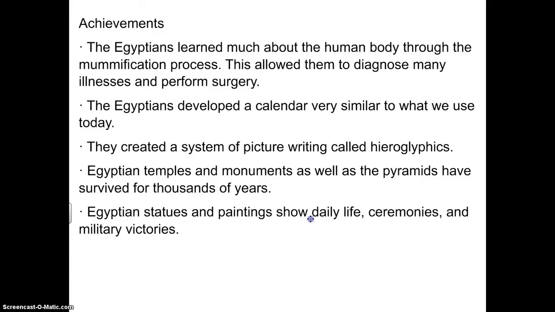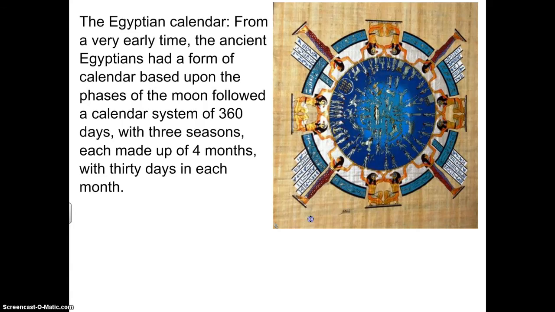The Egyptians developed a calendar very similar to ours. They used a system of picture writing called hieroglyphics. Egyptian temples and monuments, as well as the pyramids, have survived for thousands of years. Some of these pyramids are 4,000 or 5,000 years old. Egyptian statues and paintings show daily life, ceremonies, and their military victories. Often these are on great murals inside some of the graves of the great pharaohs.